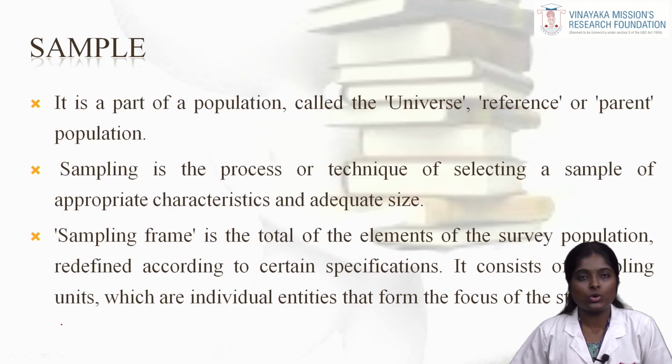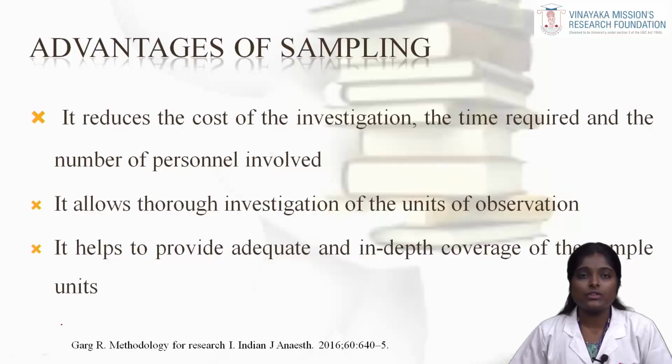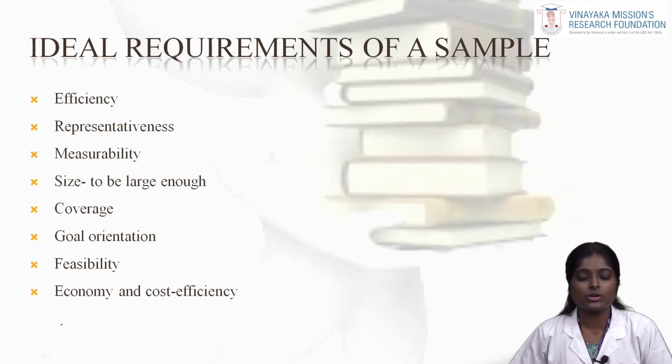A sampling frame is the total of elements of the survey population redefined according to certain specifications. Advantages of sampling: it reduces the cost of investigation, the time requirement, and the number of persons involved, it allows a thorough investigation of units of observation, and it helps to provide adequate and in-depth coverage of sample units. So what are the ideal requirements of a sample?